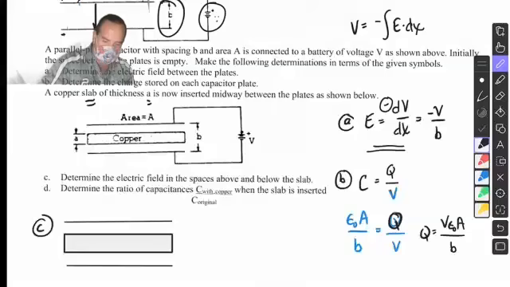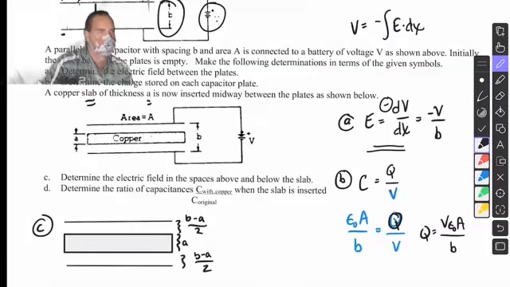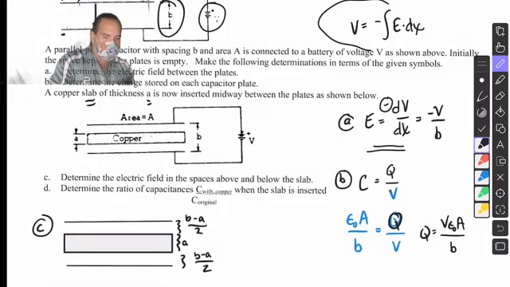So this is A now. And so this has to be B minus A over 2. And this area has to be B minus A over 2 as well. Okay? Any question about that?